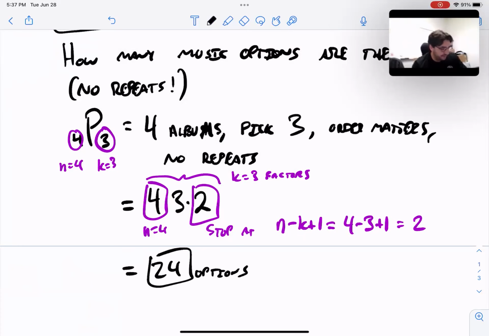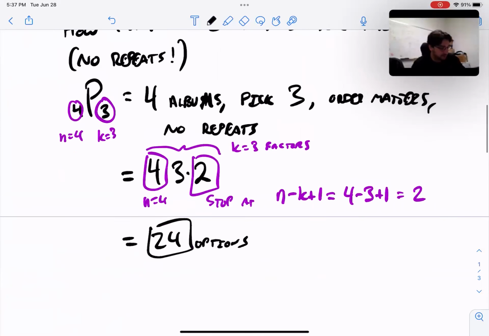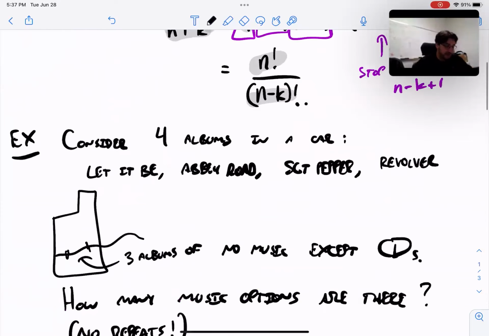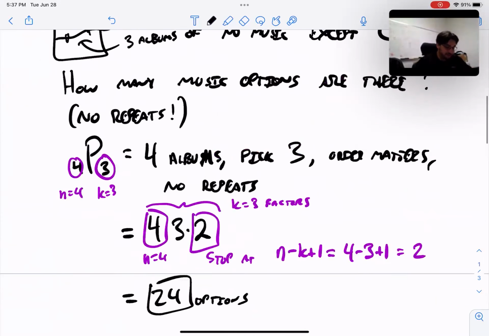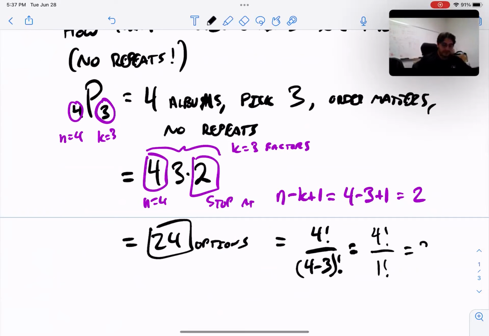Here I just sort of blindly implemented the formula. Also notice I implemented the top formula. If you do the bottom formula, you get exactly the same thing. This is also 4 factorial over 4 minus 3 factorial, which is 4 factorial over 1 factorial, which also is 24. So that's another way to calculate this. Both are valid.